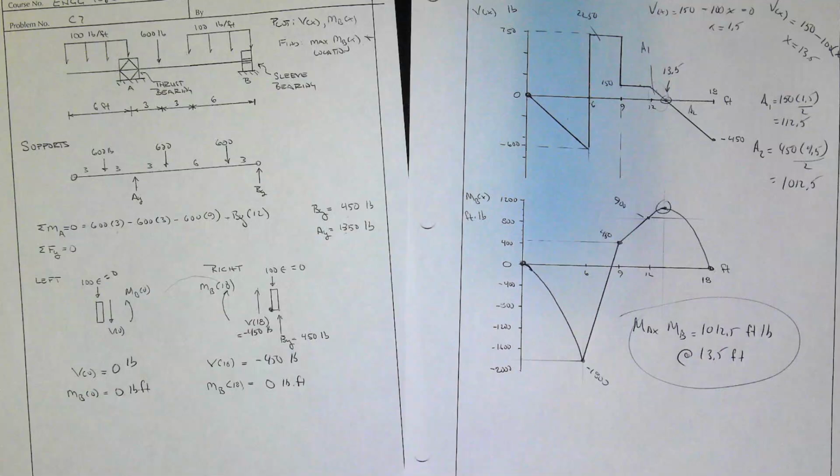So the problem said, give me the shear and bending moment. Got it. Then it said, give me the location of the maximum bending moment. So to finish the problem, max M_B equals 1012.5 foot-pounds at 13.5 feet. That's there and there. And this problem is done. We'll keep doing more.